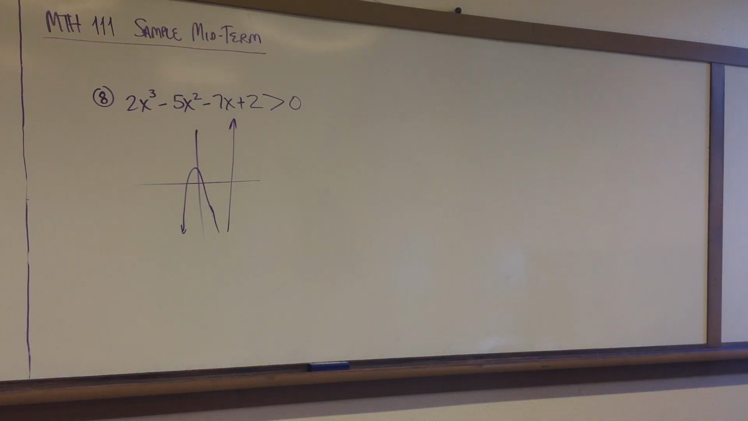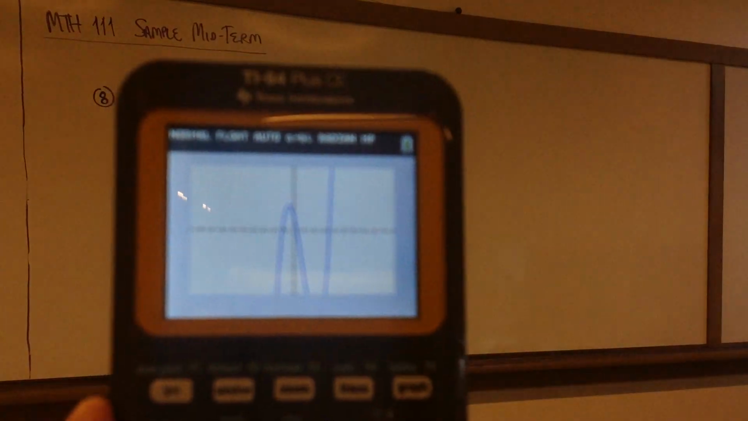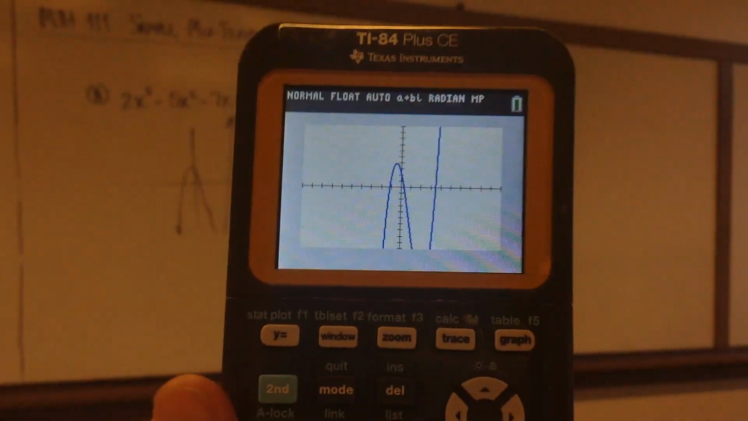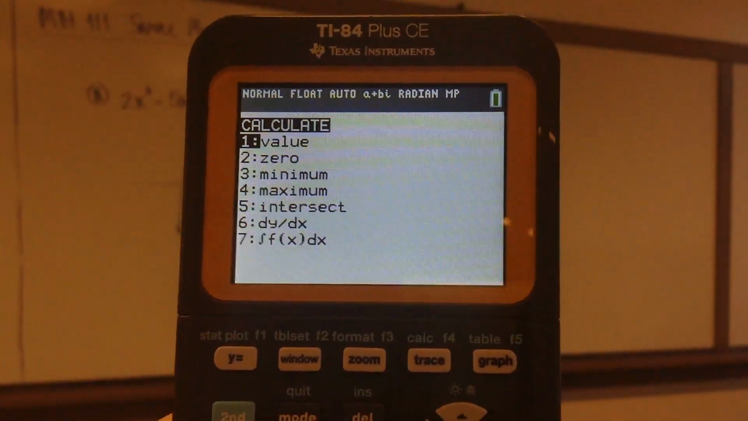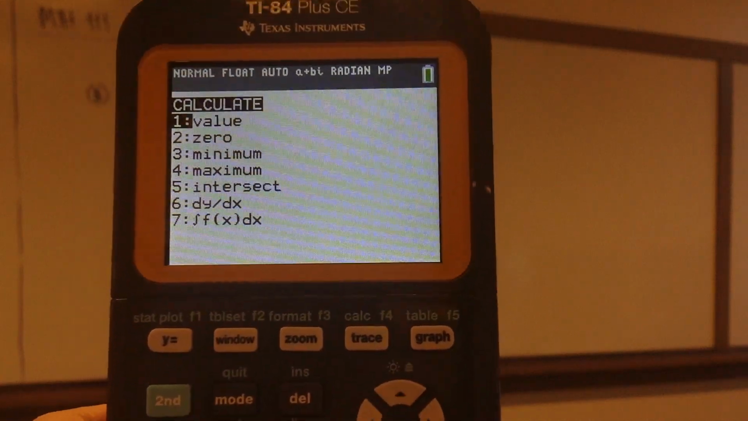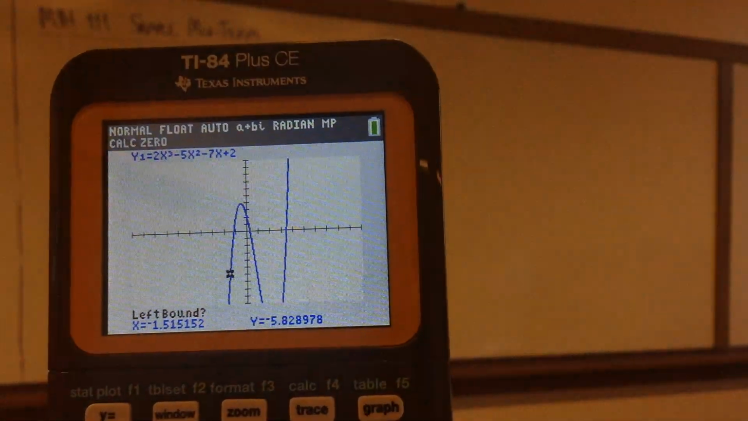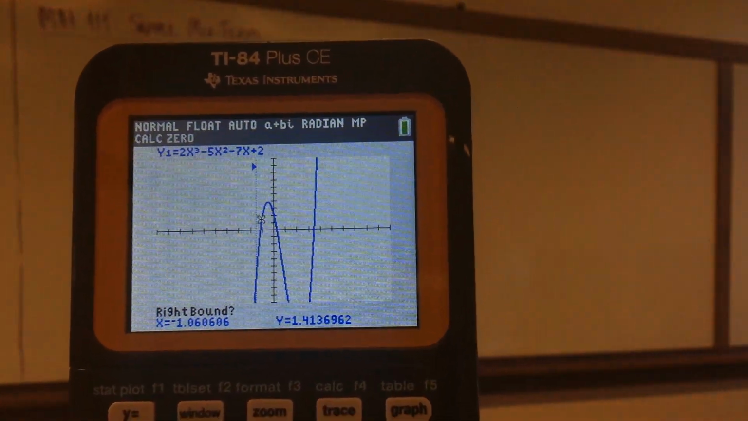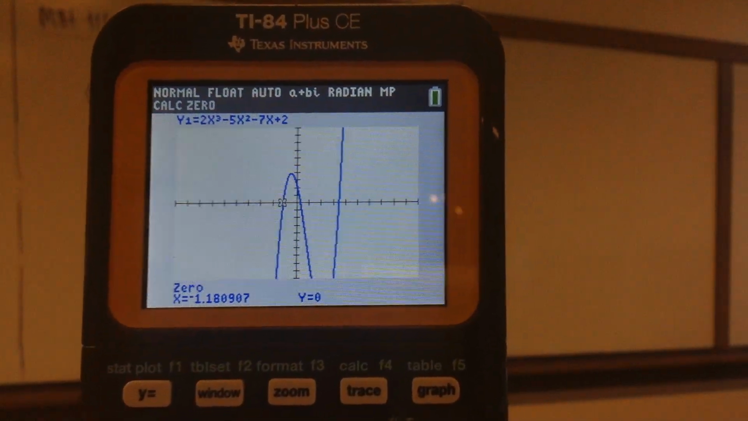All right, but now let's go ahead and go through this process where we find these roots on the calculator, because these are going to be important to our answer. I think that's a good place for the calculator. Okay, so we want to do second trace, choice number 2, which is find the 0. So remember, it's going to ask you for a left bound. There's a good left bound. There's a good right bound. And the answer there, 1.181. So I'm going to go write that down.